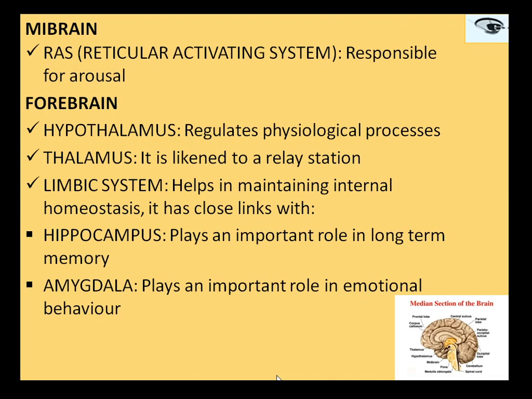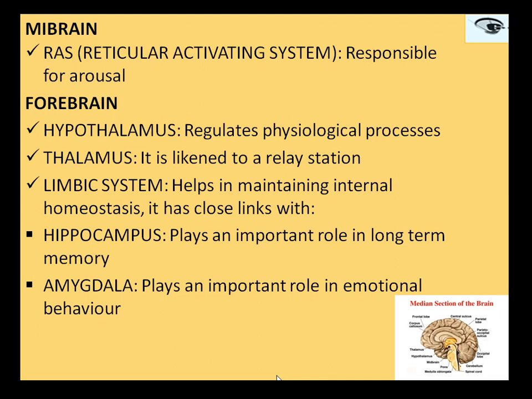Thalamus is a relay station. Why is it a relay station? Because it is receiving the incoming sensory signals from sense organs, and these incoming sensory signals are being sent to the appropriate parts of the cortex for processing purposes. And also it is receiving the outgoing motor signals which are coming from the cortex, and it sends them to the other parts of the body. So the to and fro of the information is being done by the thalamus.